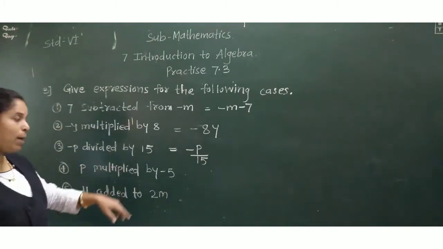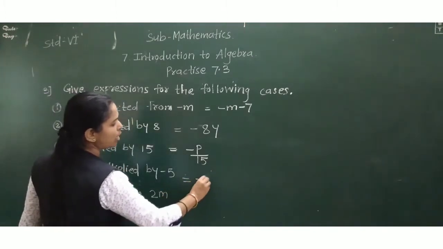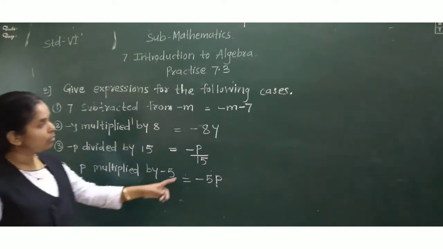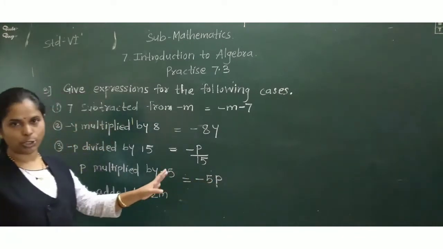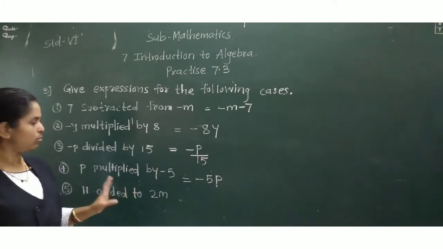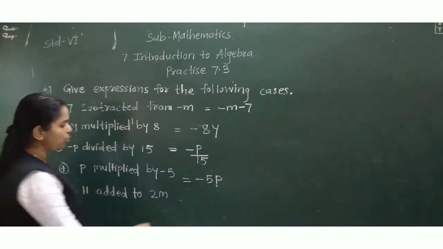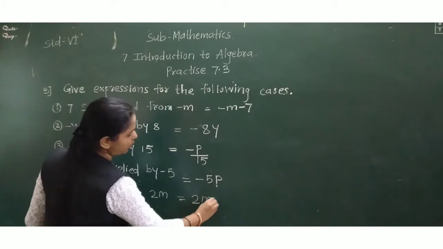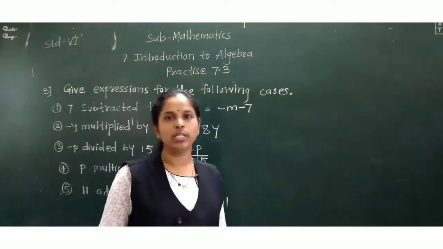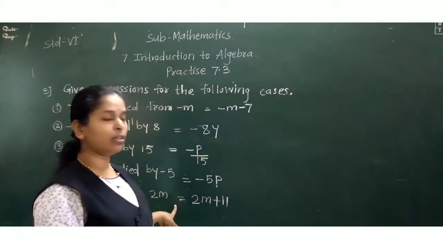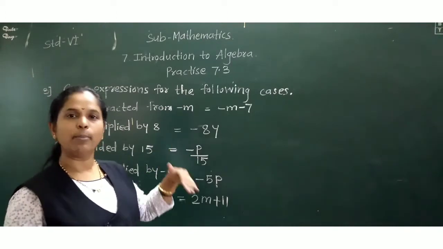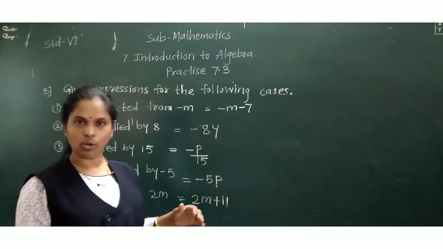p multiplied by minus 5. So again we can write p multiplied by minus 5. Here I did not show the multiplication sign. It's not necessary. If you show it, well and good, no problem. 11 added to 2m. In 2m, 11 is added. That is 2m plus 11. See students, in question number 2 as well as in question number 3, I have solved half the examples. The remaining half you will have to solve as homework.